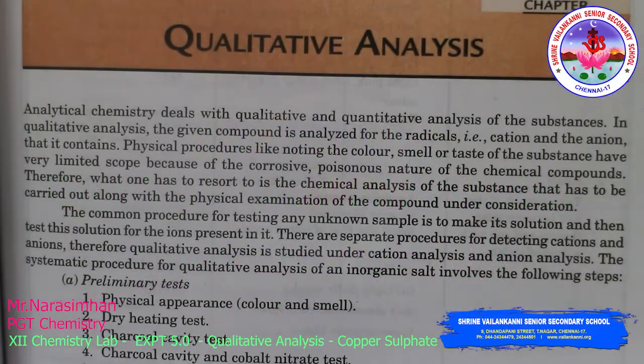Hi students, last class we discussed quantitative analysis, that is the volumetric or titrimetric experiments we did. Now, the qualitative analysis. What is qualitative analysis? Analytical chemistry deals with the qualitative and the quantitative analysis of a substance. So in qualitative analysis, the given compound is analyzed for its radicals.